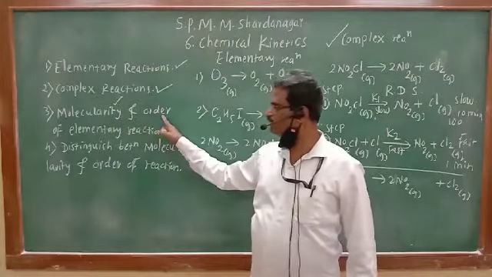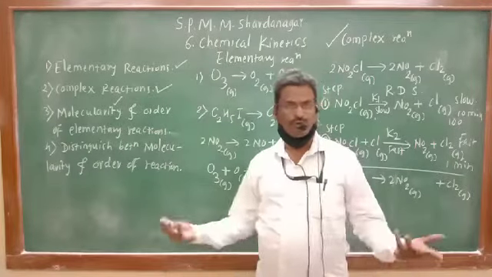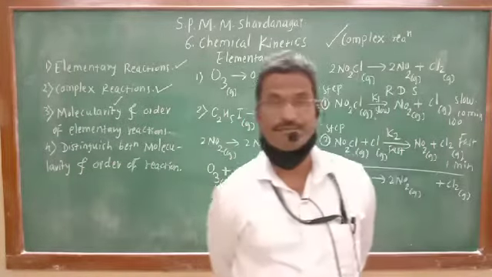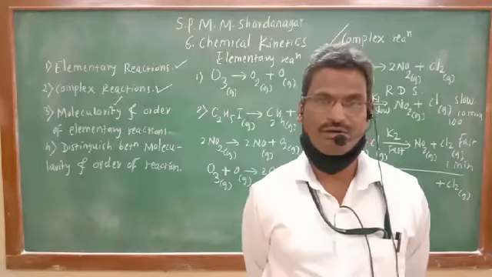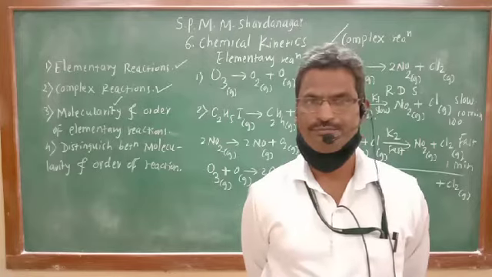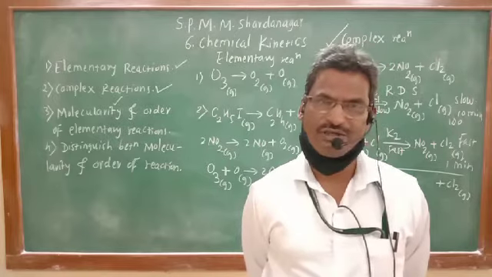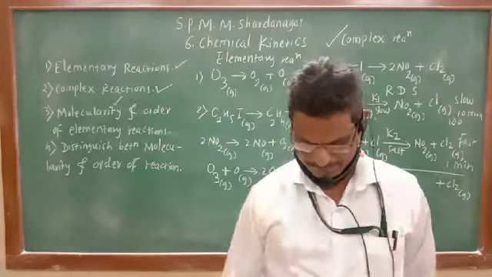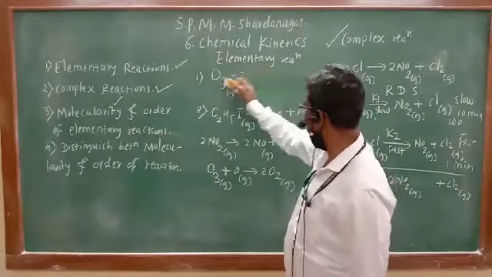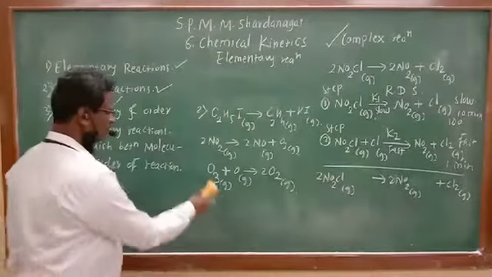Now, molecularity and order of elementary reaction. We know what the order of reaction is. Order of reaction is the summation of the exponents or powers of the concentration terms in the rate law equation. So for molecularity and order of elementary reaction, let us see with one or two examples. These are examples I am using again.